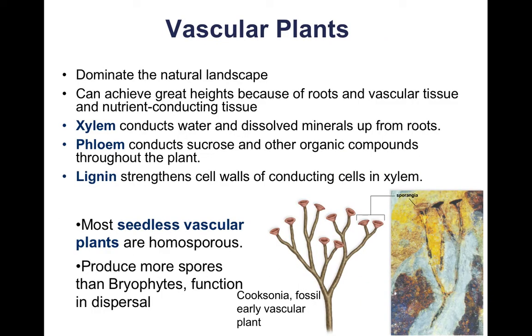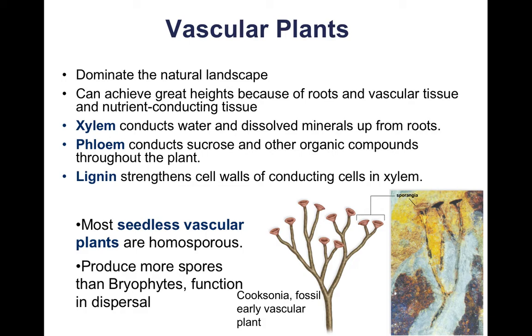Okay, so let's move on now and talk about the vascular plants. So the vascular plants are the most dominant plants in our world today. They are much larger than the bryophytes because they have roots and vascular tissue that can conduct nutrients and water. So again, we have the xylem, which conducts water from the roots up through the plant. We have phloem, which conducts sucrose and other types of metabolites throughout the plant. These plants also have lignin, so this strengthens the cell walls and it gives the plant structure.